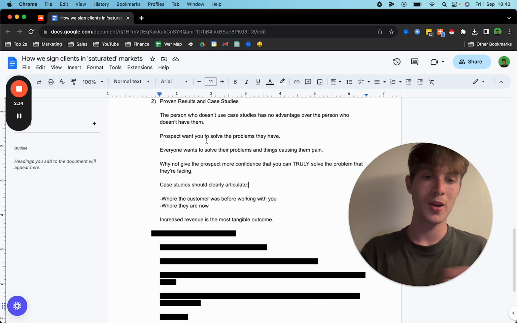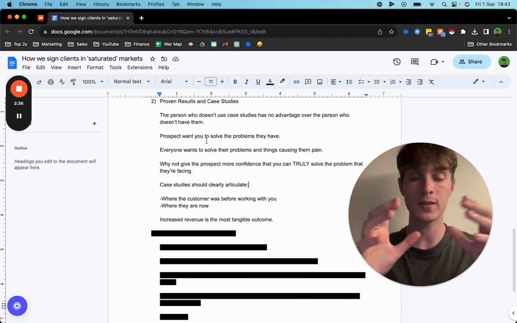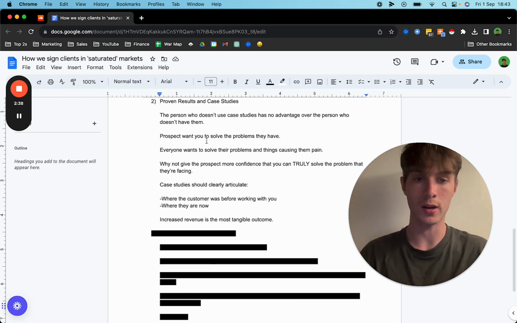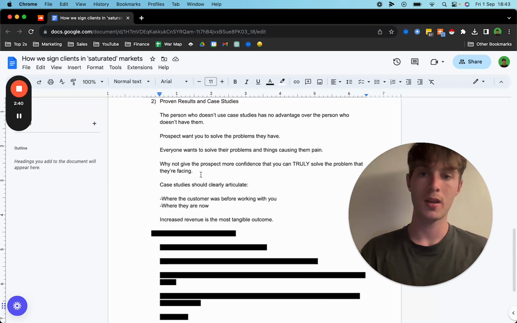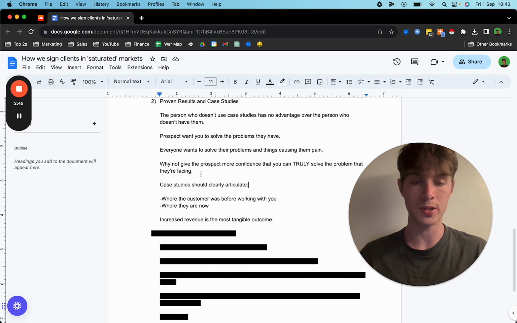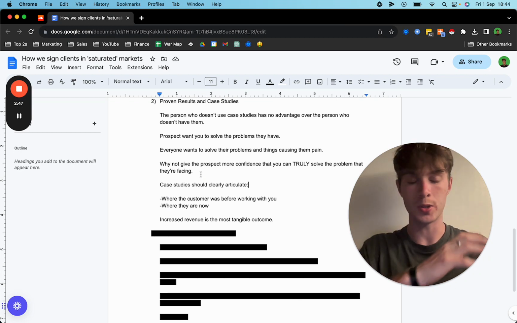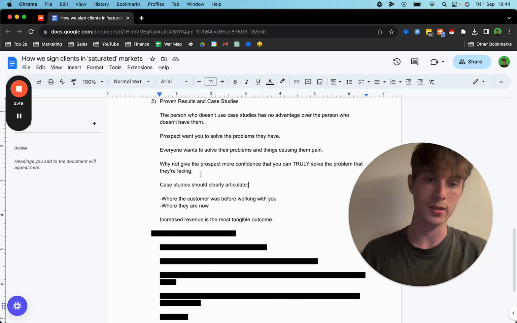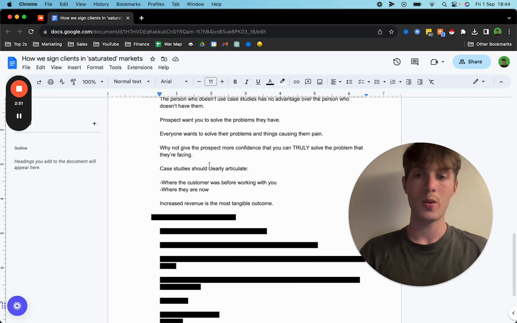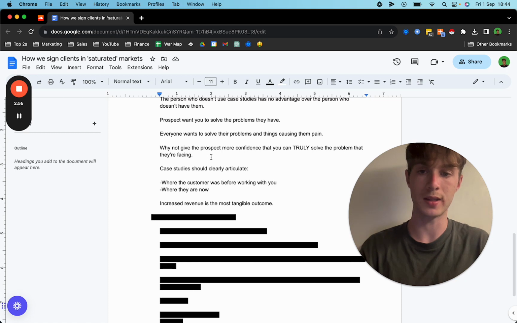So prospects that you're reaching out to, they actively want to solve the problems that they're currently dealing with. And everyone wants to solve the problems and things causing them pain in life. It's like absolutely anything. You want to find a solution to alleviate that pain, and that's your job as a marketer, to alleviate that pain. So why not give the prospect more confidence that you can truly solve the problem that they're facing?